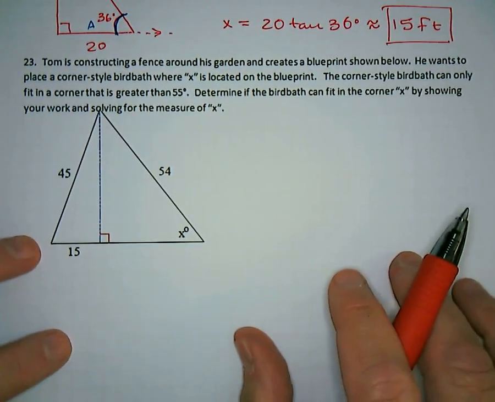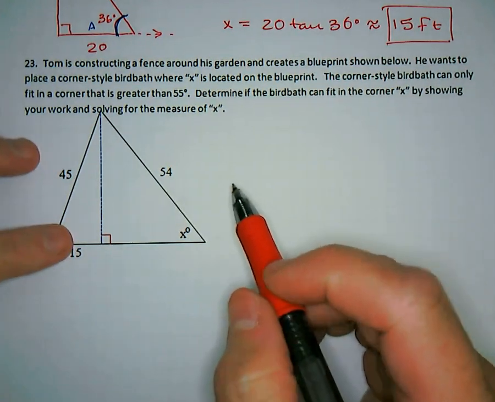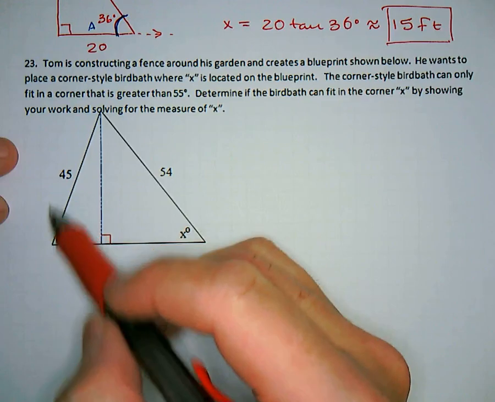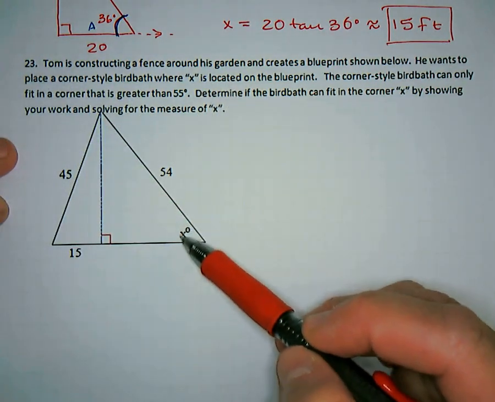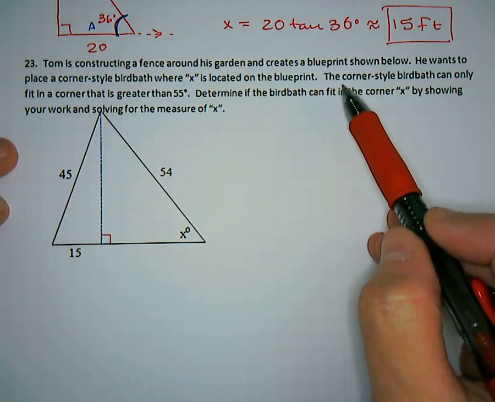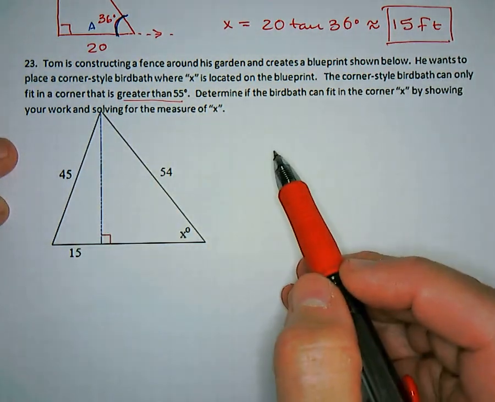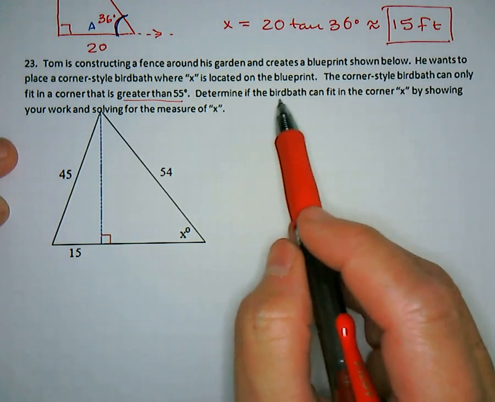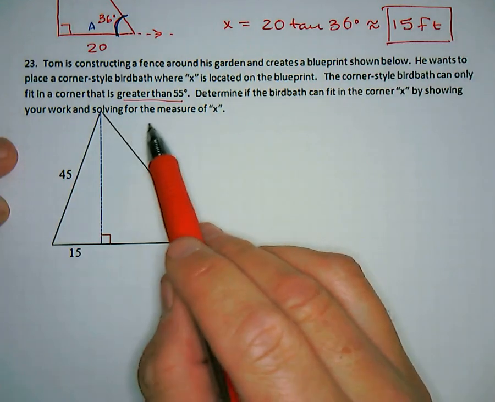Next problem. Now we've seen this problem before. Tom is constructing a fence around his garden and creates a blueprint shown below. He wants to place a corner-style bird bath where the X is located on the blueprint. The corner-style bird bath can only fit in a corner that is greater than 55 degrees. Determine if the bird bath can fit in the corner X by showing your work and solving for the measure of X.